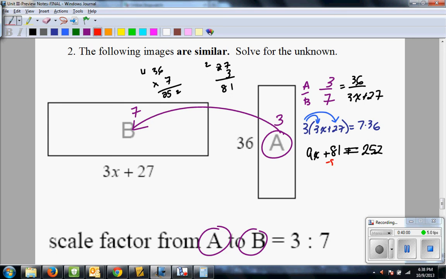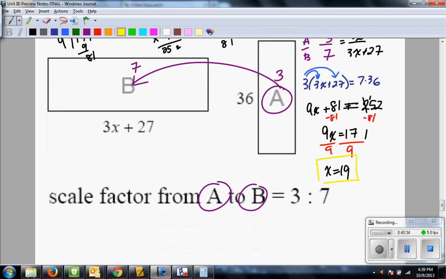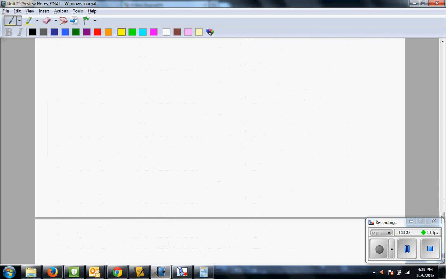So I minus 81 on both sides, and I end up with 9x equals 252 minus 81. It's 171 divided by 9. Nine goes in there once, with 8 left over, 19. So x equals 19. That's for 2. Let's check out number 3 here.